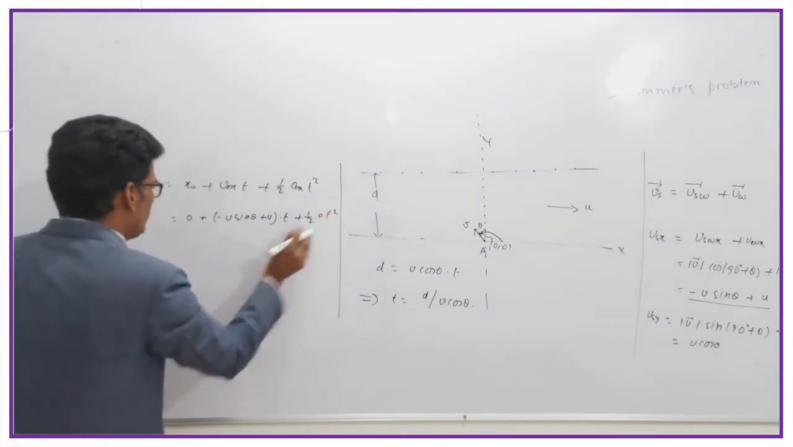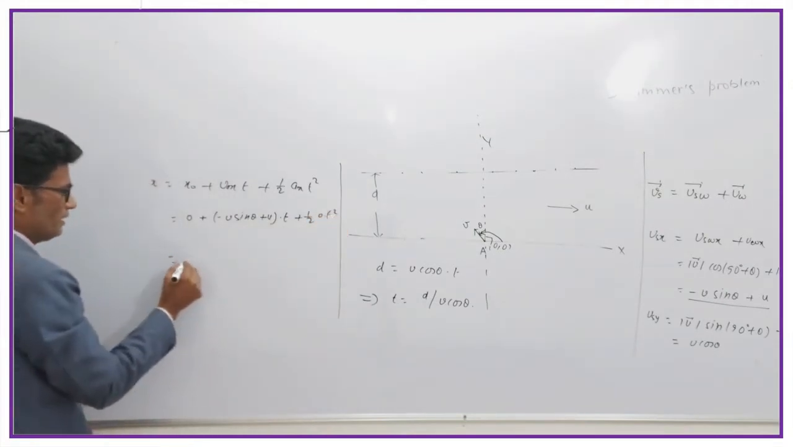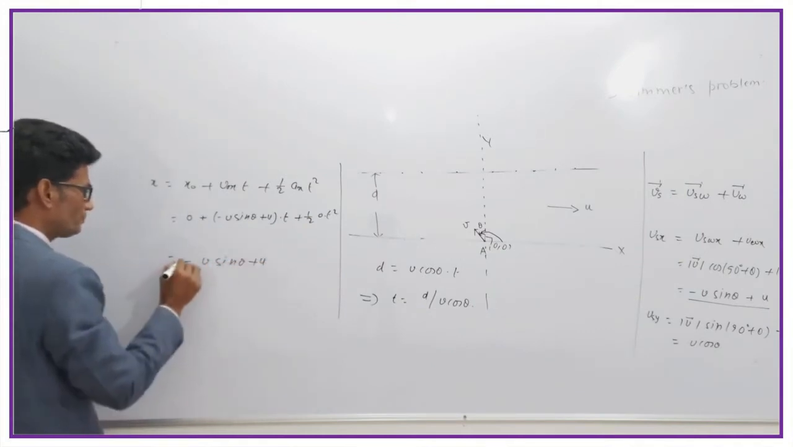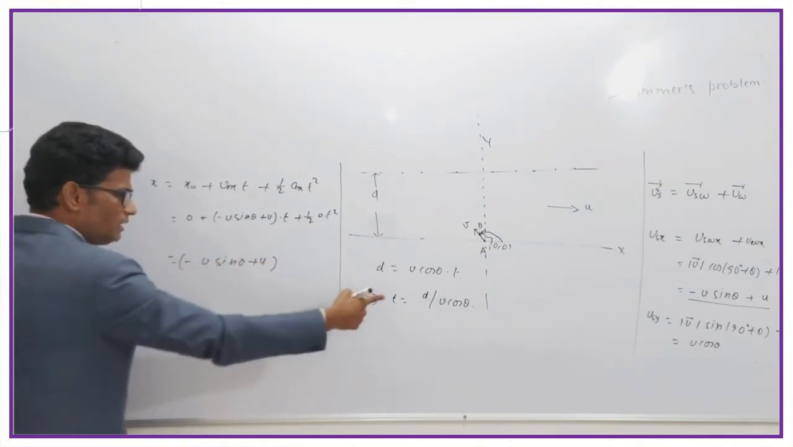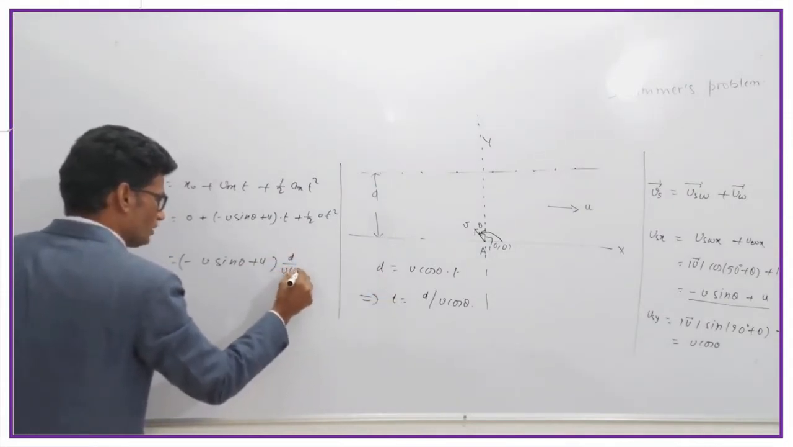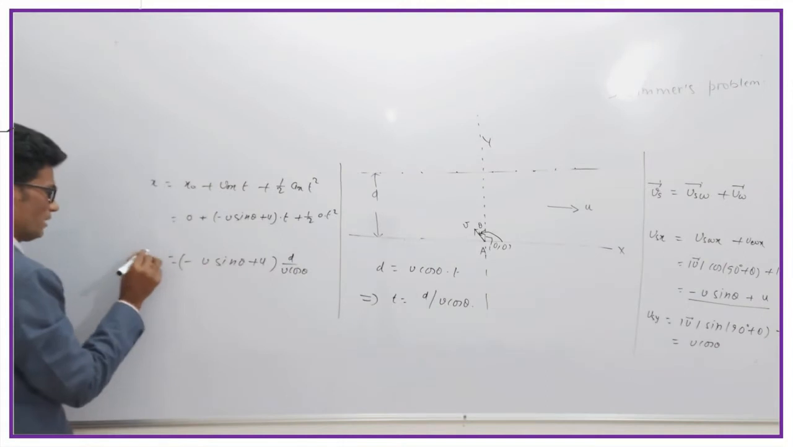So the t square term is 0. Then it comes out to be x equals minus v sin theta plus u, into t. The t is already found here. So this is d over v cos theta. So this is the x.